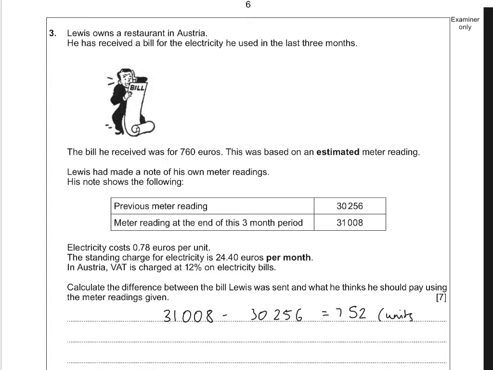You don't need to go and explain all of these. So I am just, so you know what they are. Okay, so I know that a unit of electricity costs 78 cents for 1 unit. So 752 units I would times by 0.78, and that would give me the answer in euros. So my answer is €586.56. So I've now dealt with that, and I've dealt with that bit.